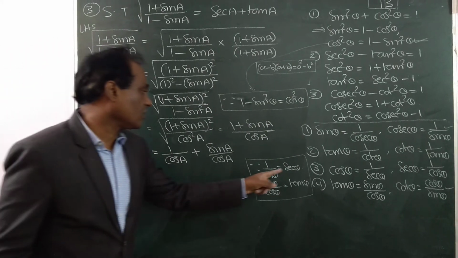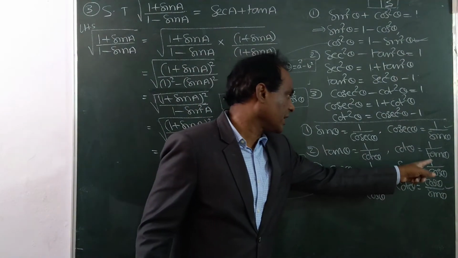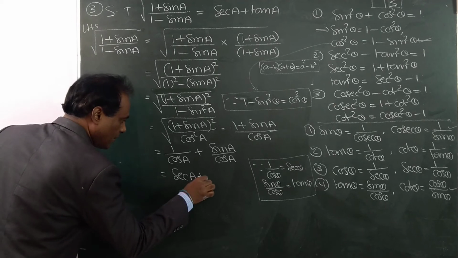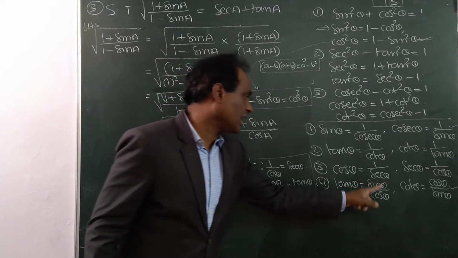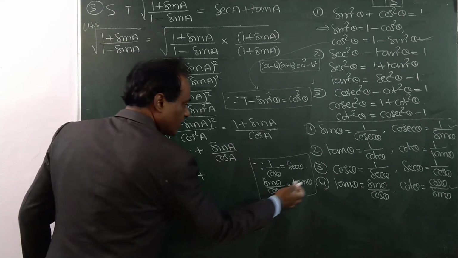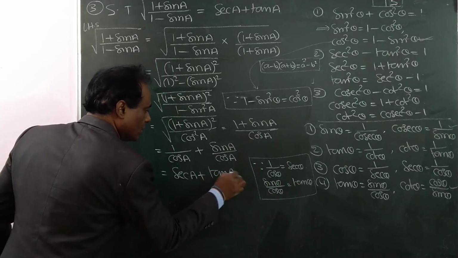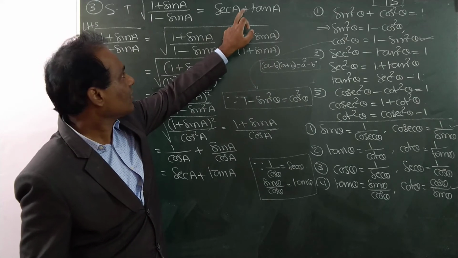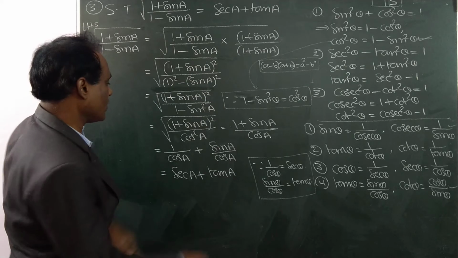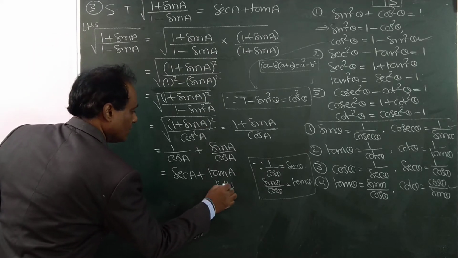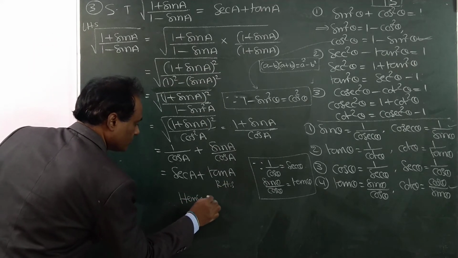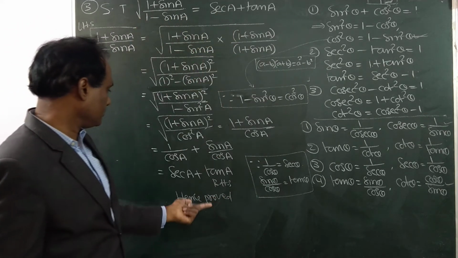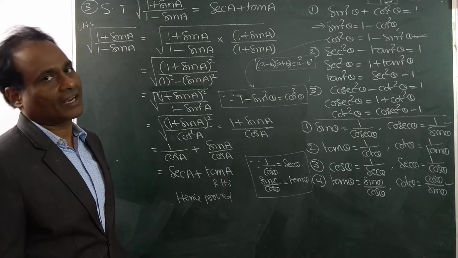One by cos is equal to secant. That is the formula we studied. So 1 by cos A is secant A, plus sin A by cos A is tan A. Now see the right side. We got it. We got the proof. Hence proved. We got the RHS. Simplify this and get this. Right. Practice it.